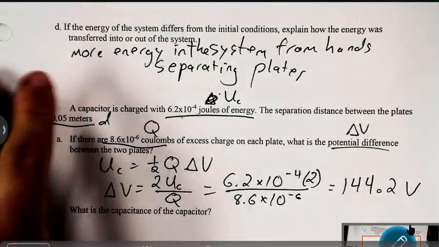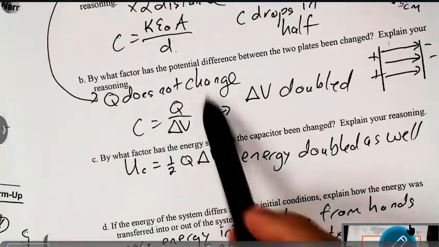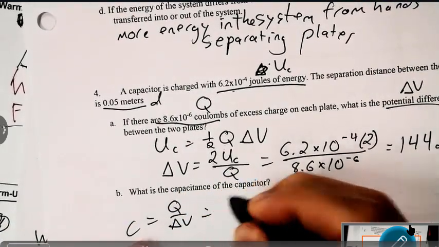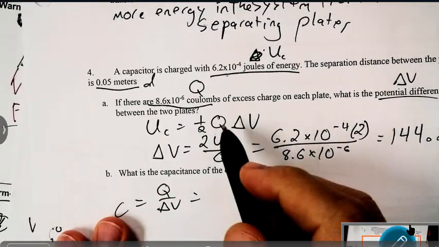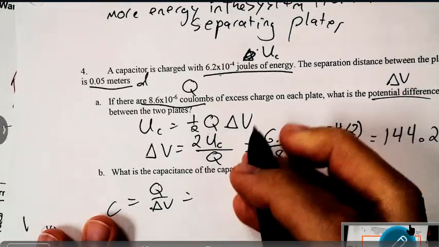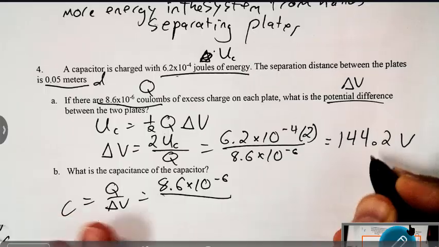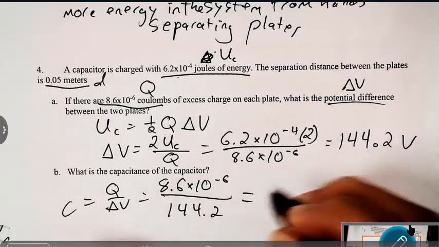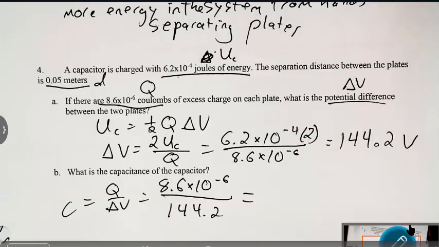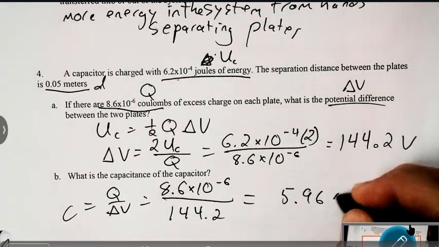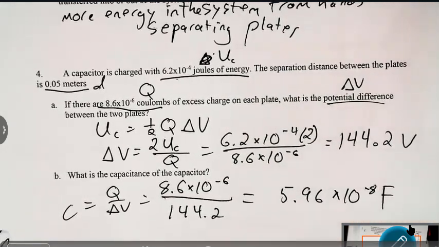Okay. Now what's the capacitance of the capacitor? So I'll probably just use this. So C is Q over delta V. Q in this case is 8.6 times 10 to the minus 6th. And delta V is 144.2. And so according to my calculator, I got 5.96 times 10 to the minus 8th farads, which seems reasonable.